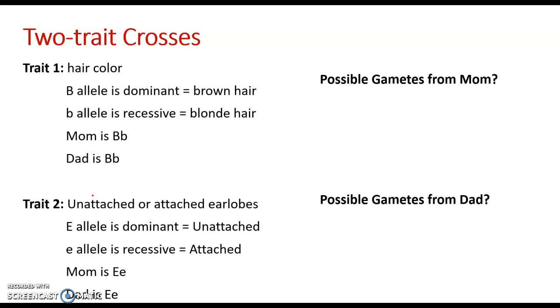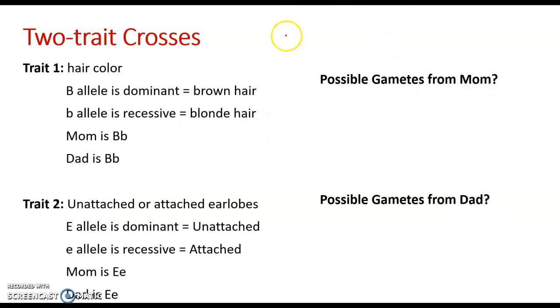That's whether or not your earlobe dangles down a little bit or is attached and goes straight to the side of your face. And this one actually is a completely dominant trait. So the big E allele is dominant, leading to unattached earlobes, having a little bit of a dangle. And little e allele is recessive, leading to attached earlobes, where it goes directly to the edge of your face. For our example here, both mom and dad, again, are heterozygous for both of these traits. So the possible gametes for mom will be the same as the possible gametes for dad.